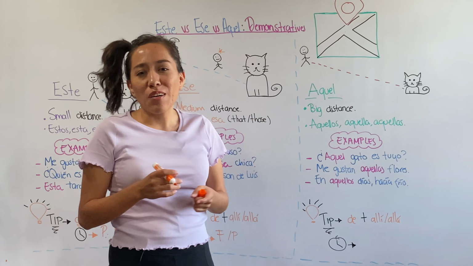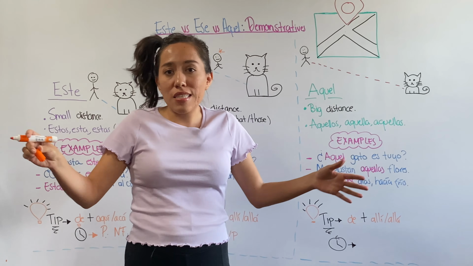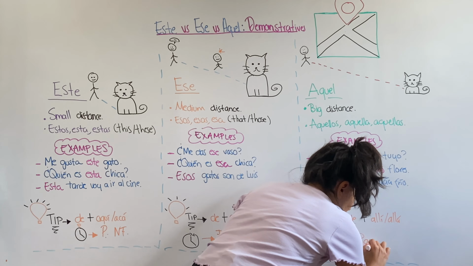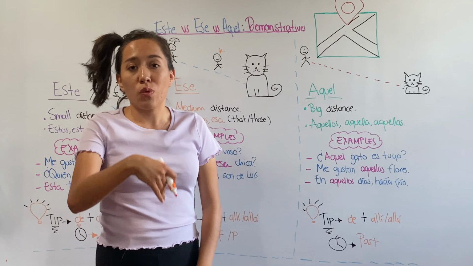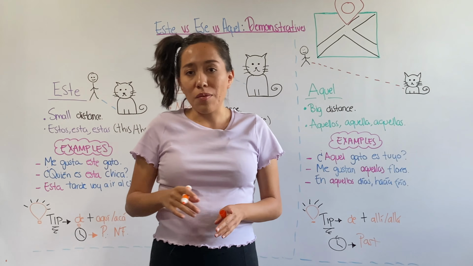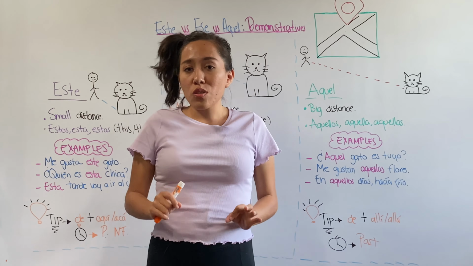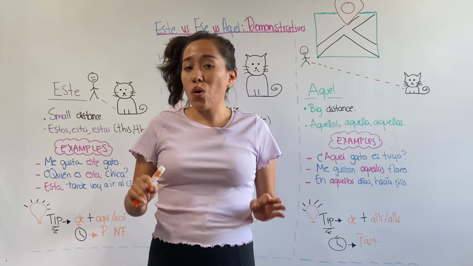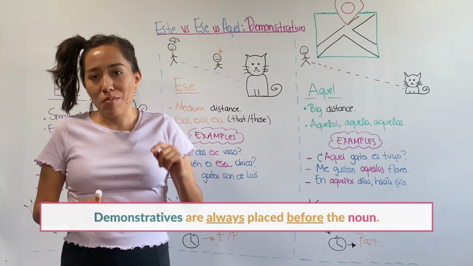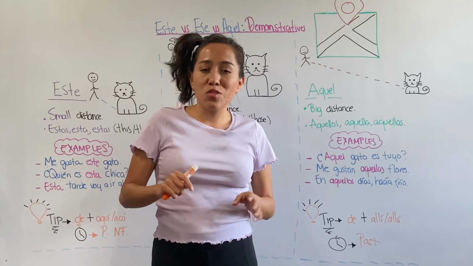Aquel, and that one is probably an easy one. Aquel, because it expresses such a big distance, only works with past tenses. So every time you're talking about your memories or whatever you did a long time ago, you're going to use aquel. Last rule, so you feel more comfortable using these words. Demonstratives are always placed before the noun. Aquel gato, ese vaso, esta tarde. Okay? Don't forget that rule and you're going to be okay.